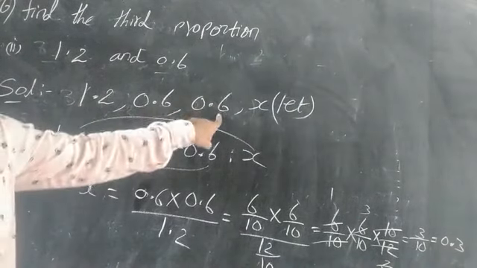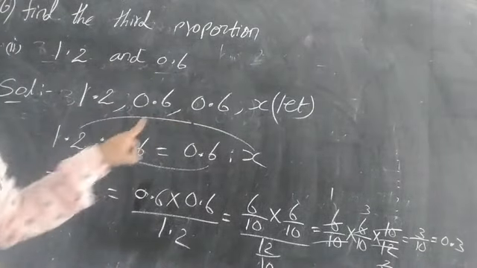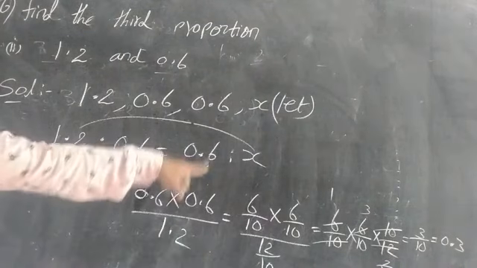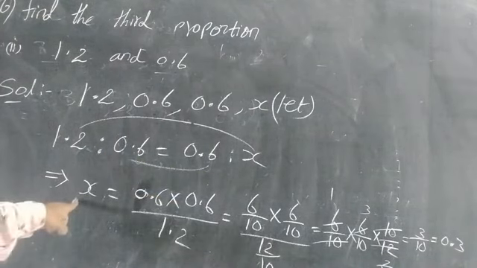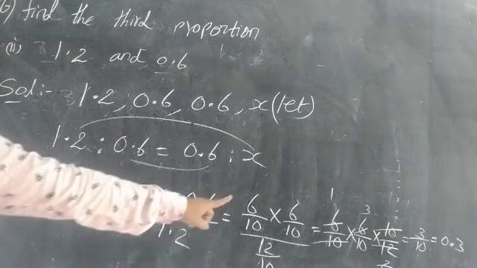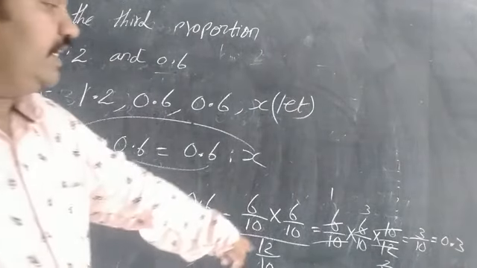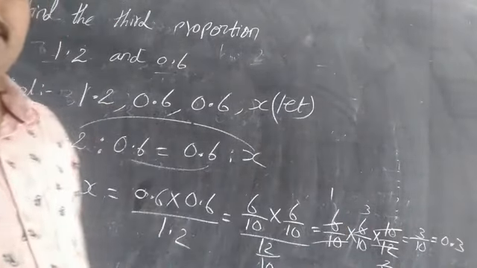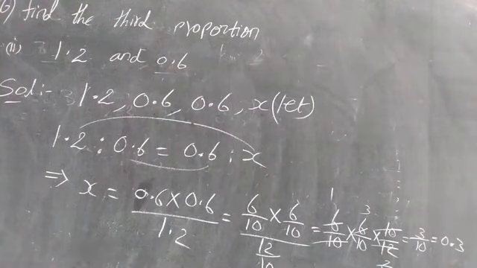For the double numbers, the second number we have to repeat 2 times. After repetition, write product of extremes equals product of means. x is equal to 0.6 into 0.6 by 1.2. 6 by 10 into 6 by 10, 12 becomes reciprocal. After cancellation, 3 by 10, which means 0.3.